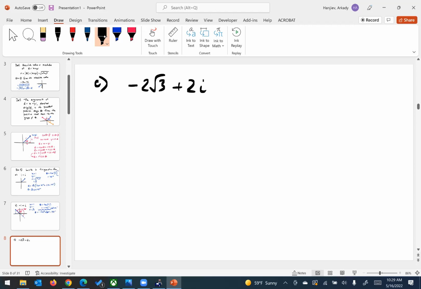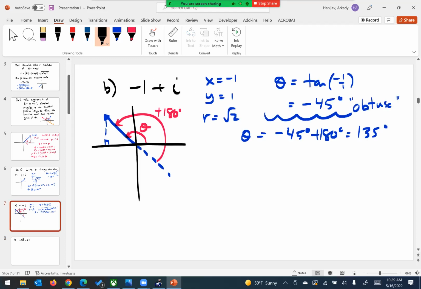Oh, I'm sorry, we never finished off that one though, right? We never put it in trigonometric form. I got that right here. So I got myself z is equal to square root of 2 cis 135.